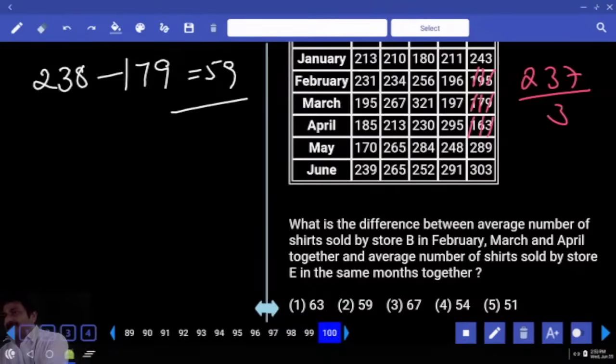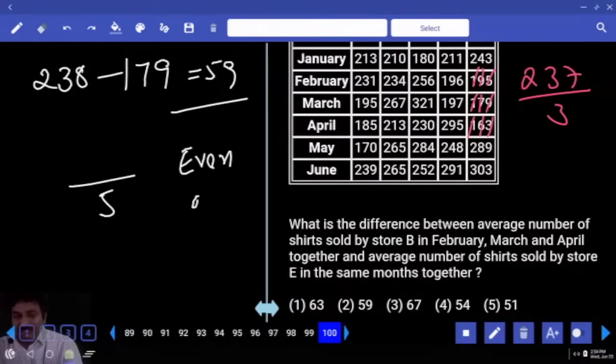Otherwise you go with last digit verification. The last digit will not work if it is an average for 5. If the denominator is 5, don't verify the last digit, because you can only decide whether it is an even number or an odd number. That's all. Do not use last digit verification if it is an average for 5. Okay.